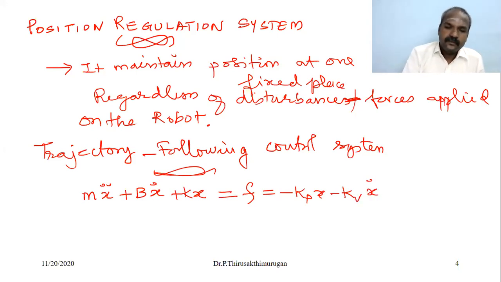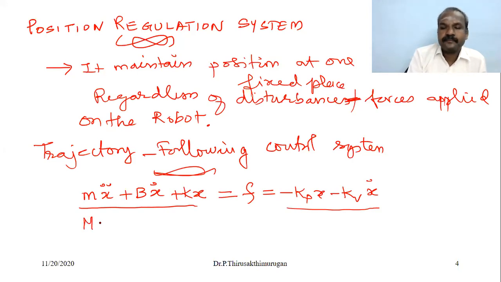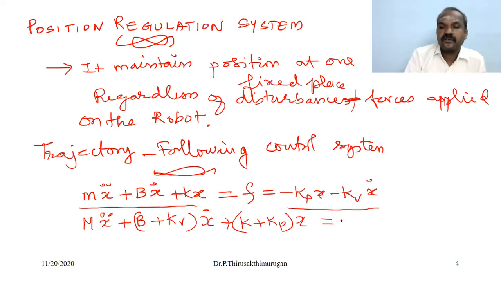Understand or not? You combine the left and right sides of this system; both are equal. Now I am going to modify it: m x double dot plus, taking the x dot coefficient, b plus kv, x dot, and from minus to plus, k plus kp times x equal to 0.